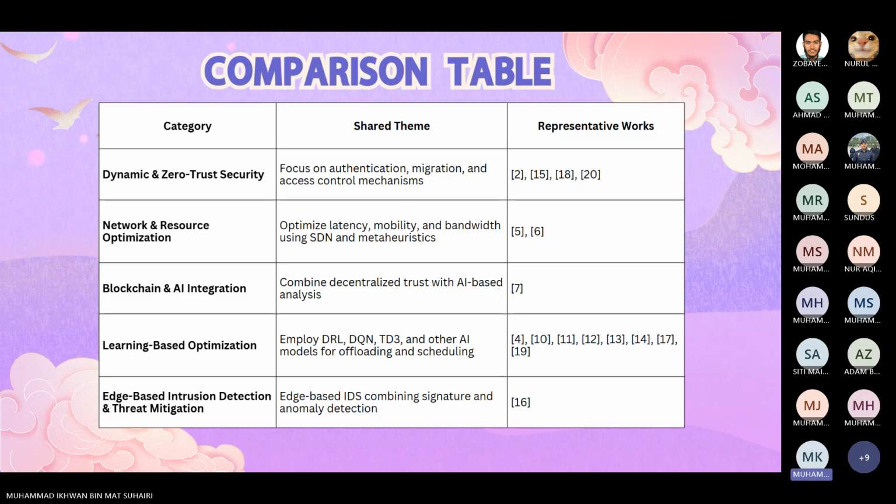To recap each of our key frameworks, dynamic and zero trust security is focused on authentication, migration, and access control mechanisms, while network and resource optimization optimizes the latency, mobility, and bandwidth using SDN and metaheuristics. Blockchain and AI integration combine decentralized trust with AI-based analysis. Learning-based optimization employs DRL, DQN, TD3, and other AI models for offloading and scheduling. Finally, the edge-based intrusion detection and threat mitigation key frameworks focus on the edge-based IDS, combining signature and anomaly detection.